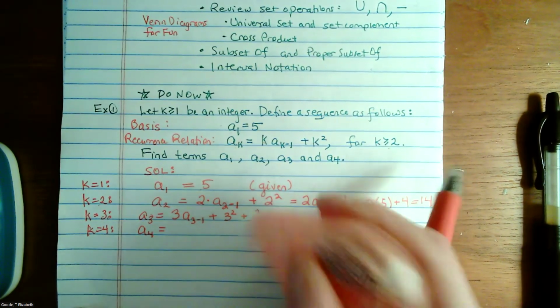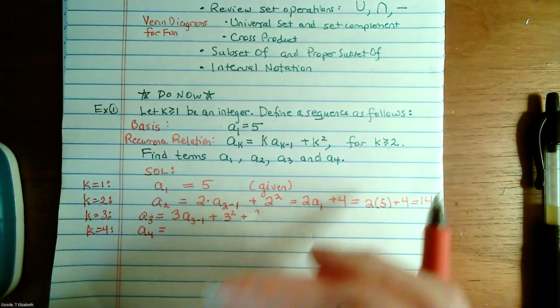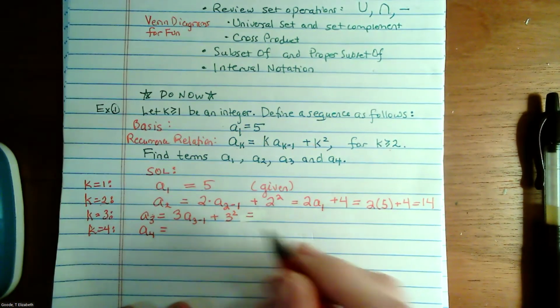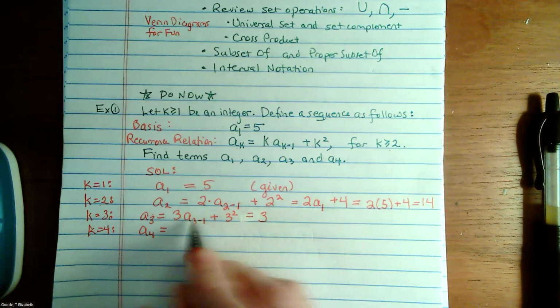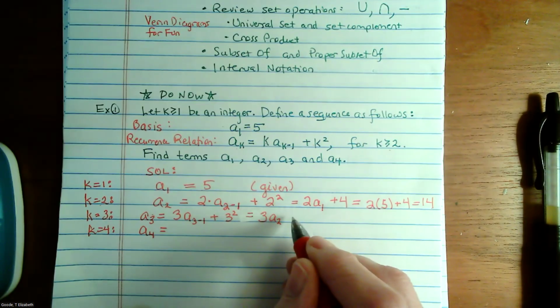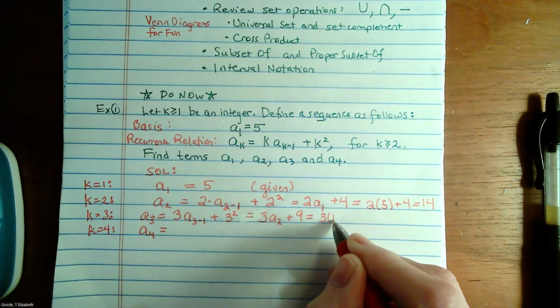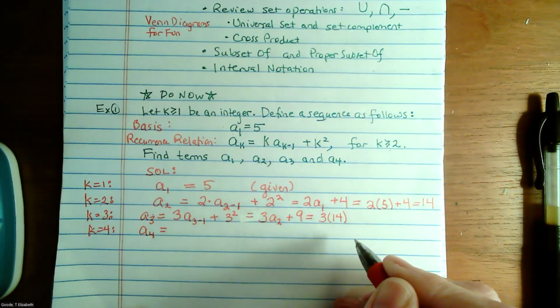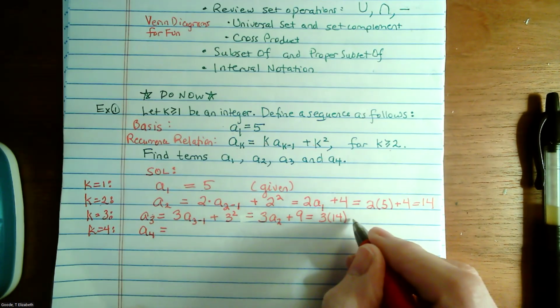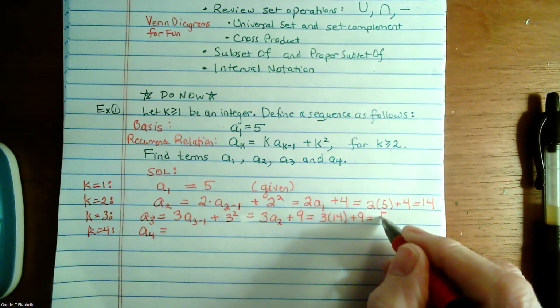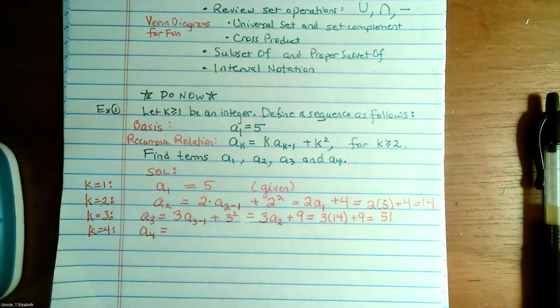What are you getting for a sub 3, folks? 51. Hey, I think that sounds right. Anybody else getting 51? It's 3 times a sub 2, right? Plus 9. Well, we found a sub 2. It was 14, so it's 3 times 14, plus 9. And that's 42 plus 9. I'm getting 51. Is that what you'd said? 51? Yeah. Perfect. Everybody see how the game works?